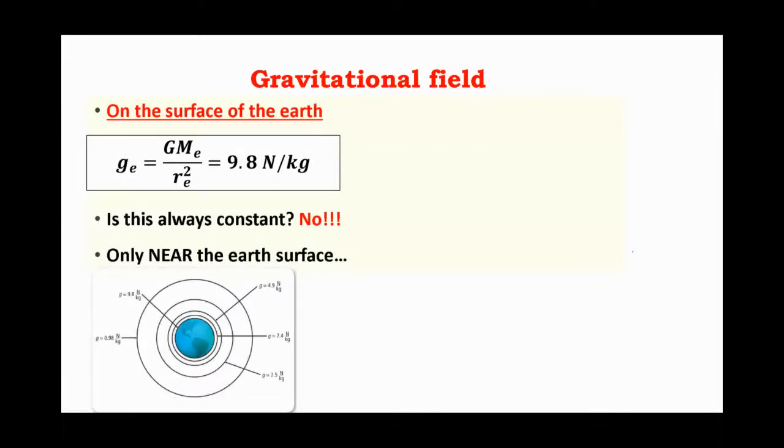If we have the earth, this is our earth, and let's say the radius of the earth is RE. This is the radius of the earth. And let's say the mass of the earth is ME. Okay. Let's assume that an object is here at the surface of the earth. Let's call the object's mass small m. What is the gravitational force between this mass and the earth? Let's try to do it ourselves.